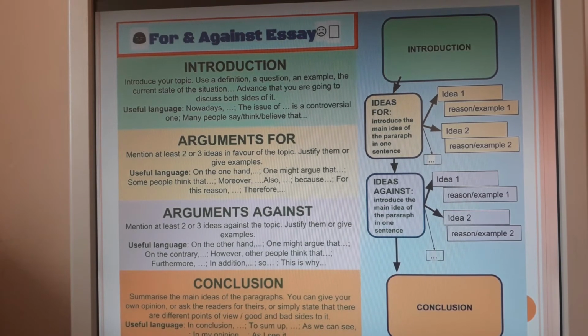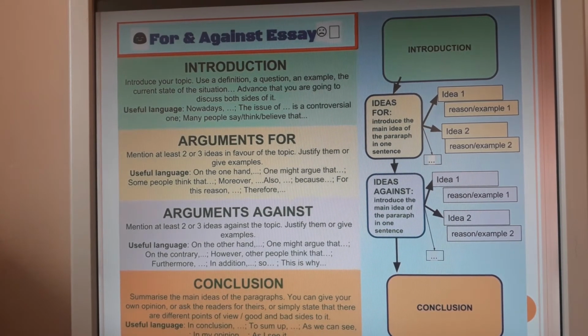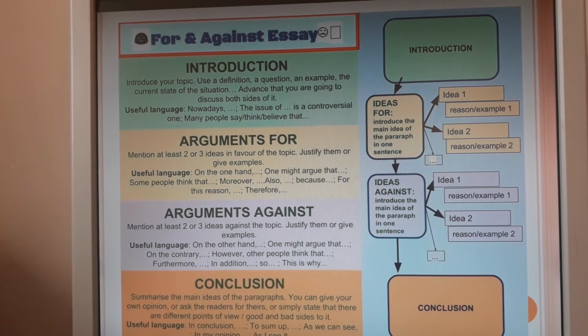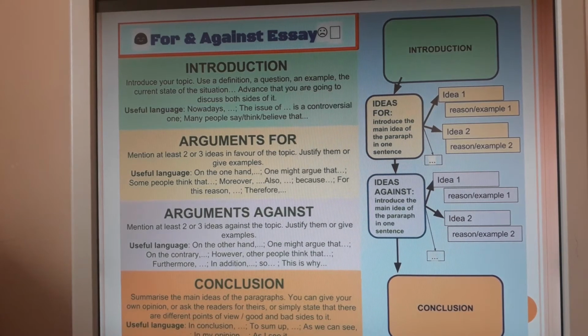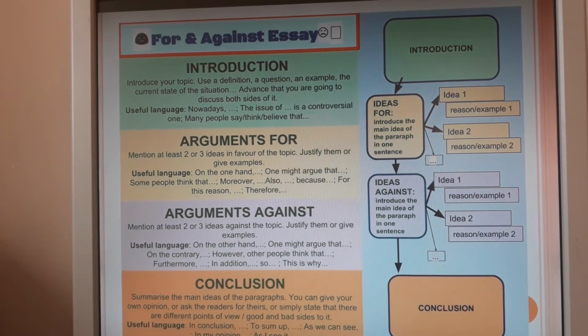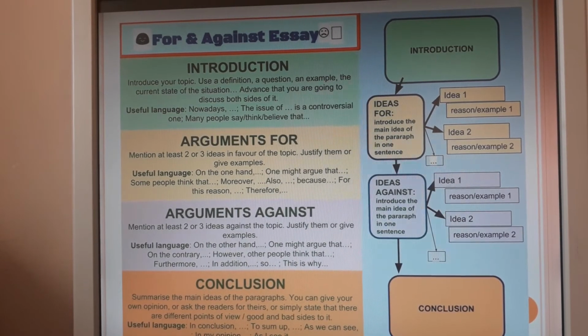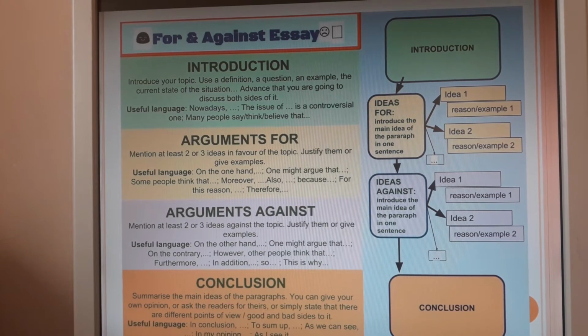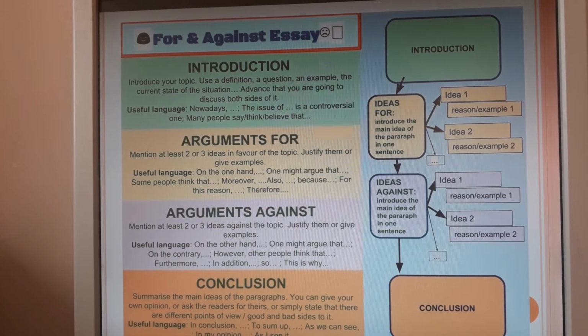The second paragraph deals with arguments for. Mention at least 2 or 3 ideas in favor of the topic. Justify them or give examples. The third paragraph mentions at least 2 or 3 ideas against the topic. Again, you have to justify them or give examples.